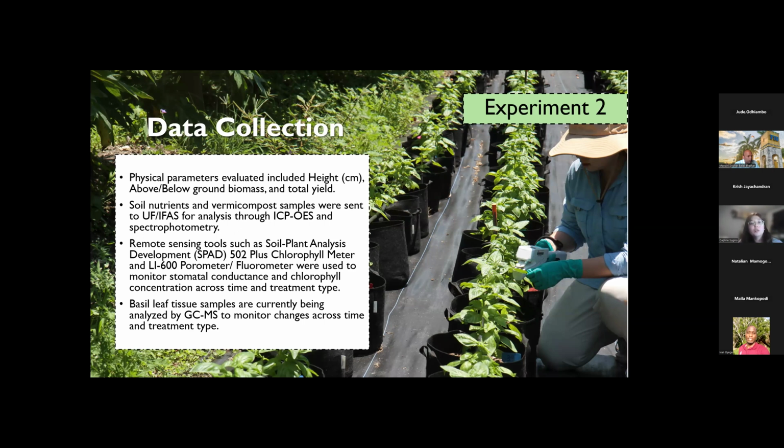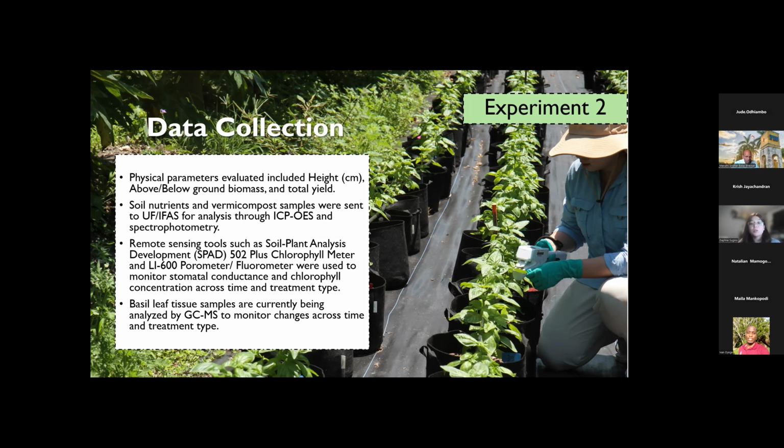Soil nutrients and vermicompost samples were sent to UF-IFAS for analysis, and they're analyzing them through ICP and also spectrophotometry. Remote sensing tools such as the SPAD and also a LI-COR LI-600 porometer fluorometer were also used to monitor stomatal conductance and chlorophyll concentration across time and treatment type. And then finally, basal leaf tissue samples were also collected across time and treatment type, and they're currently being analyzed by GCMS to monitor phytochemical changes in volatile compounds.